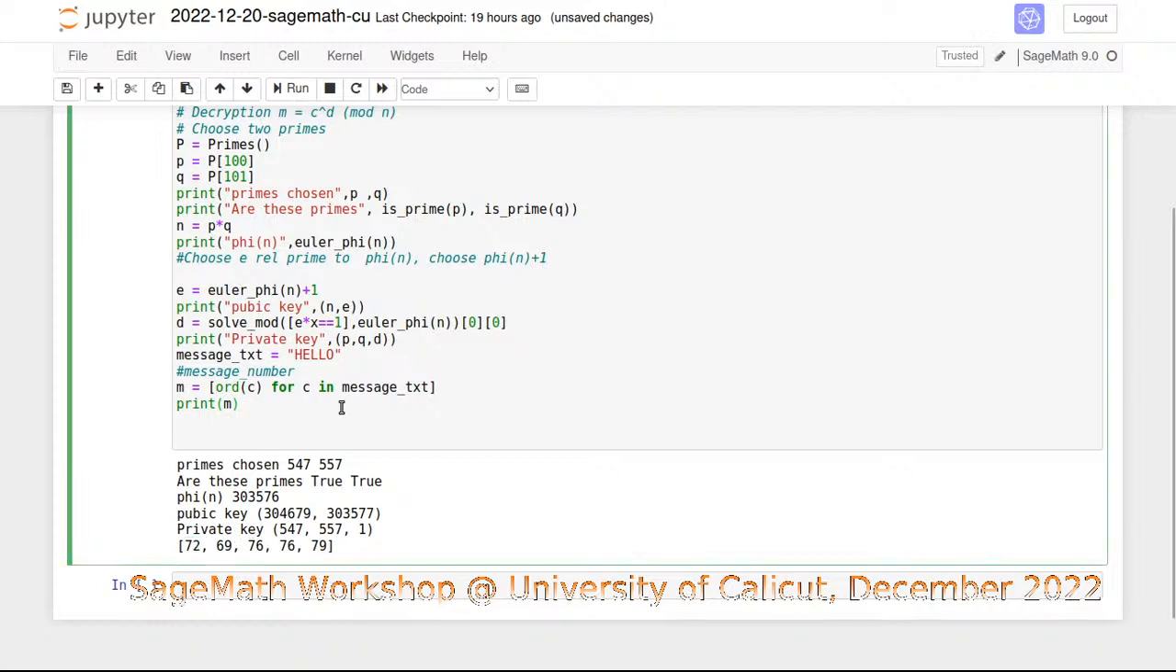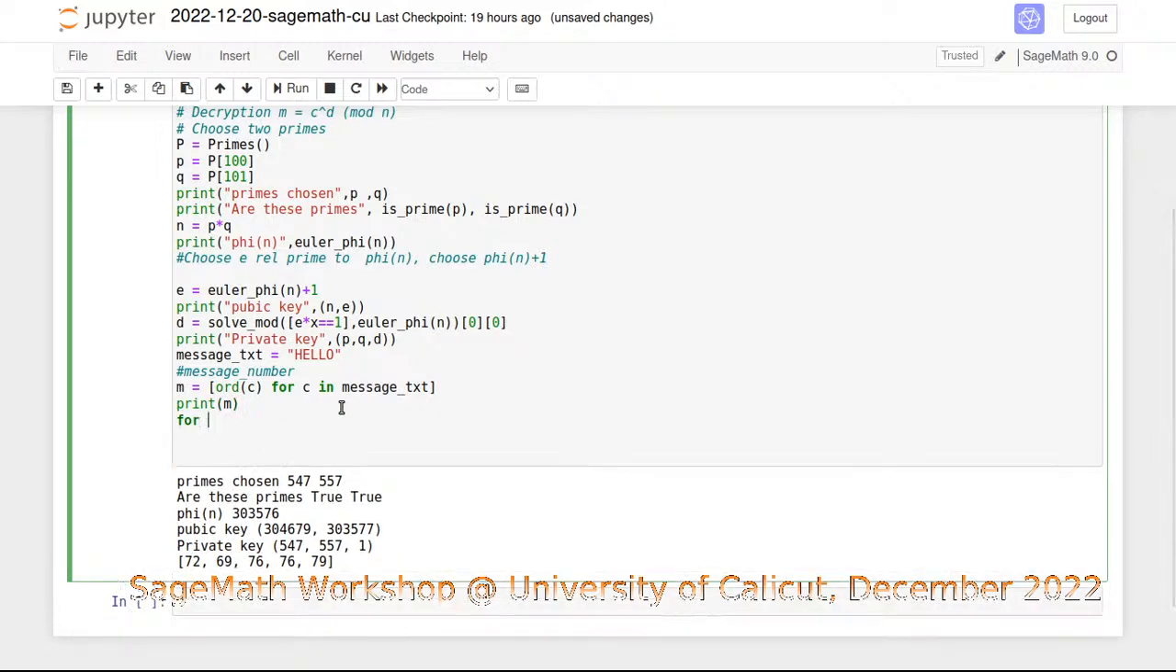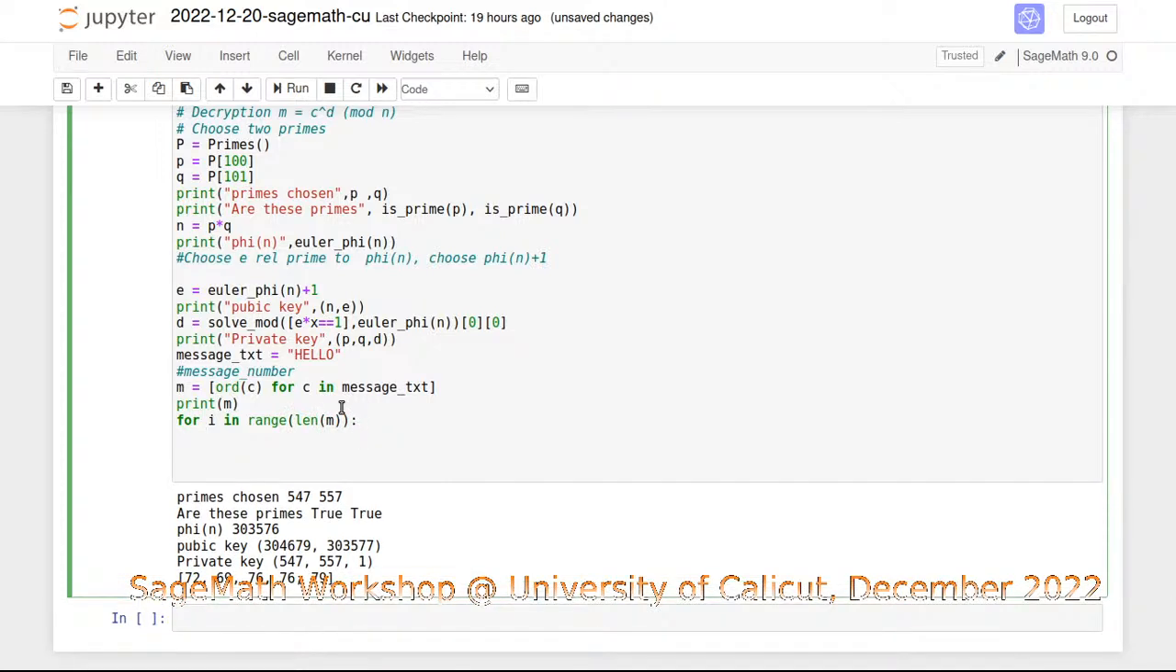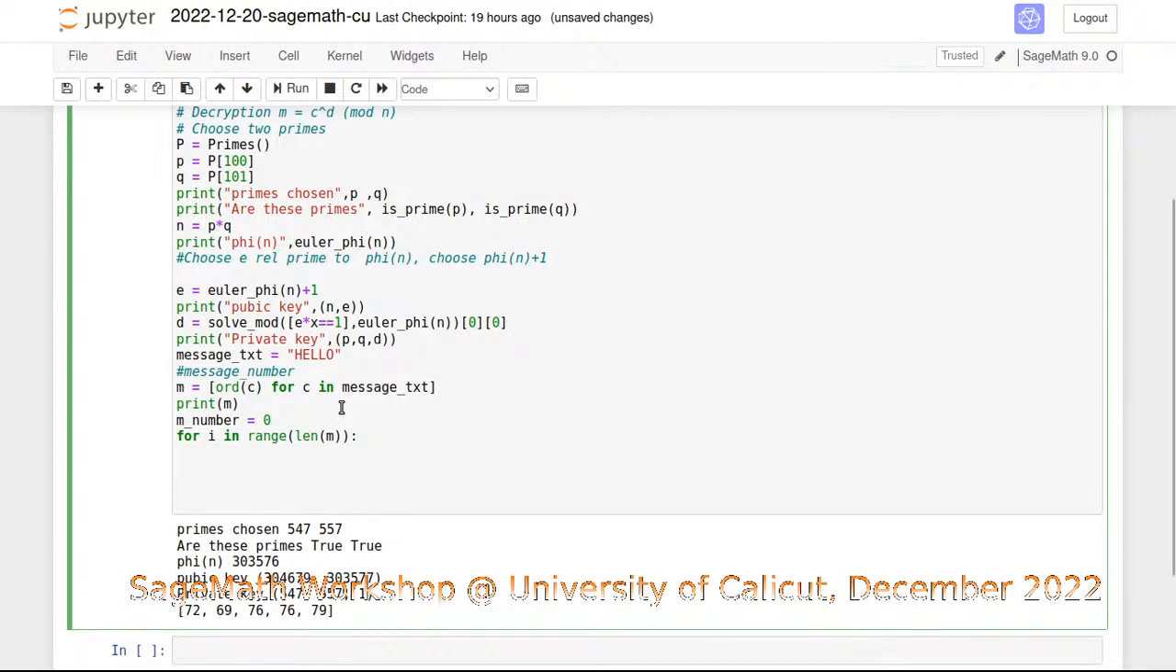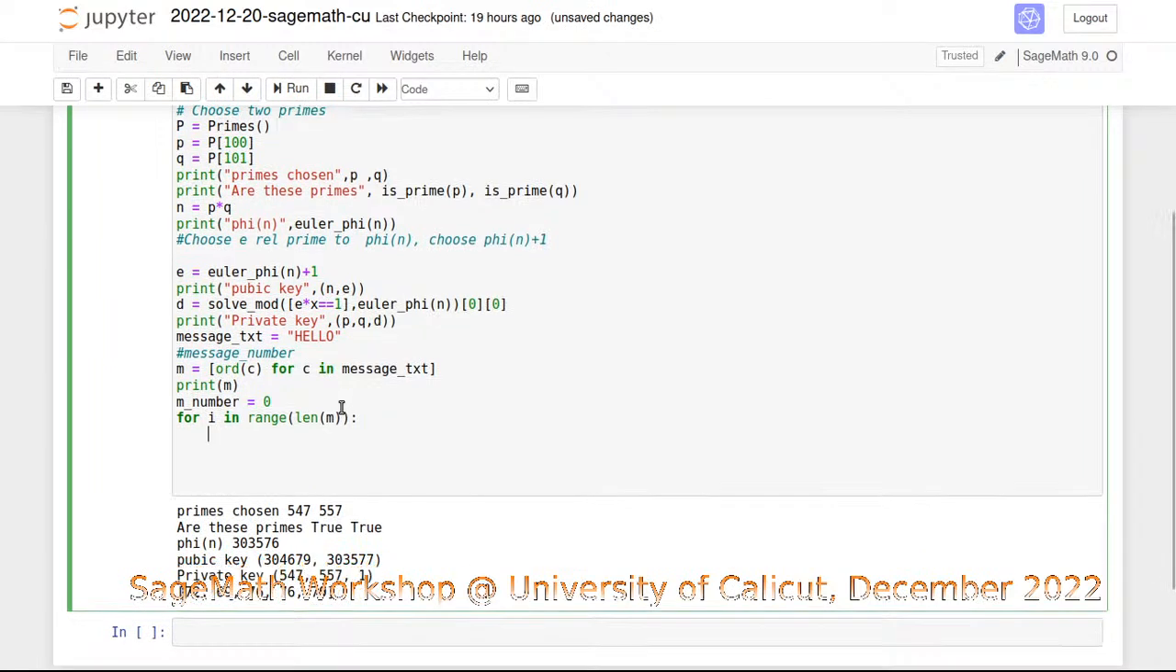So essentially, for i in range of length of m, we are going to multiply each and every number in this m with the powers of 100, and then we are going to add. Set m number equal to 0. So what will happen after that? Let us see. How many times do we have to add? We have to start from the right side.